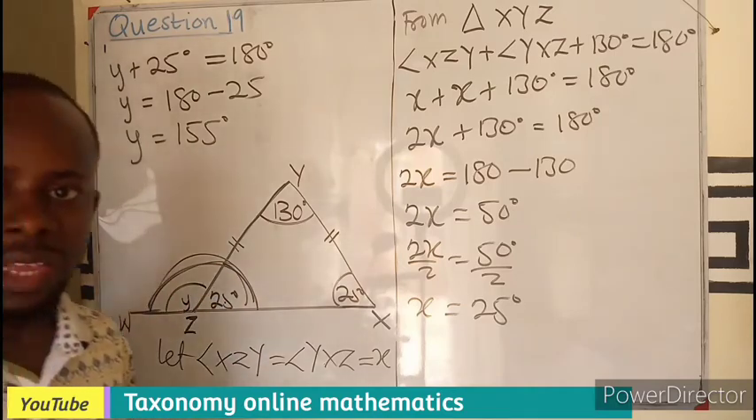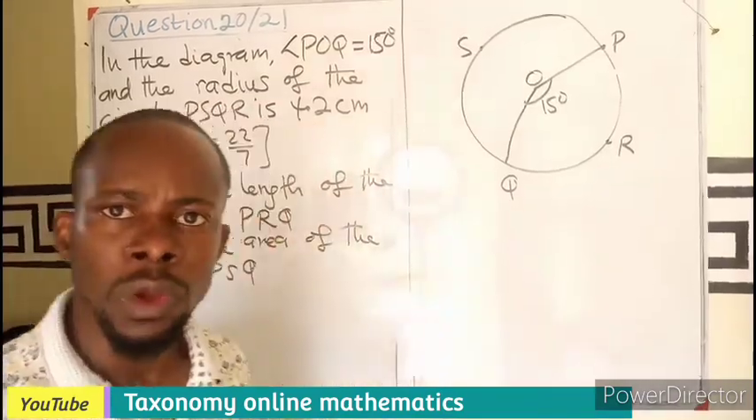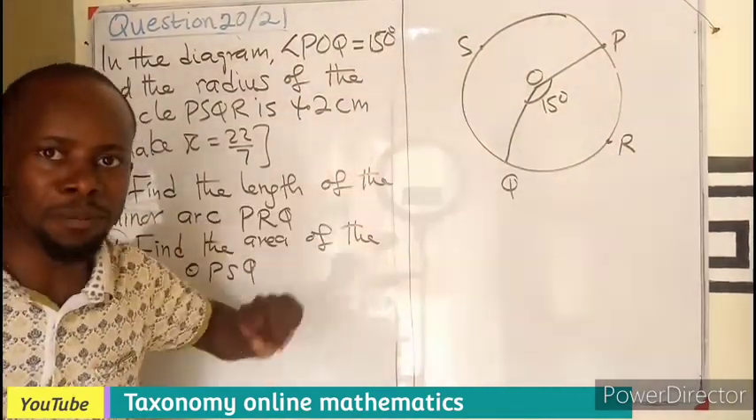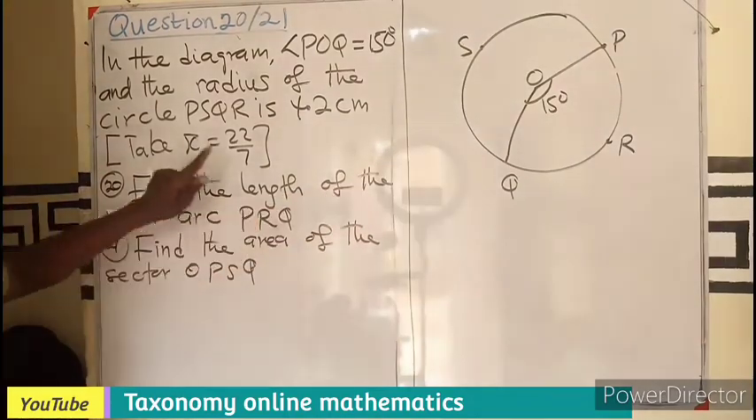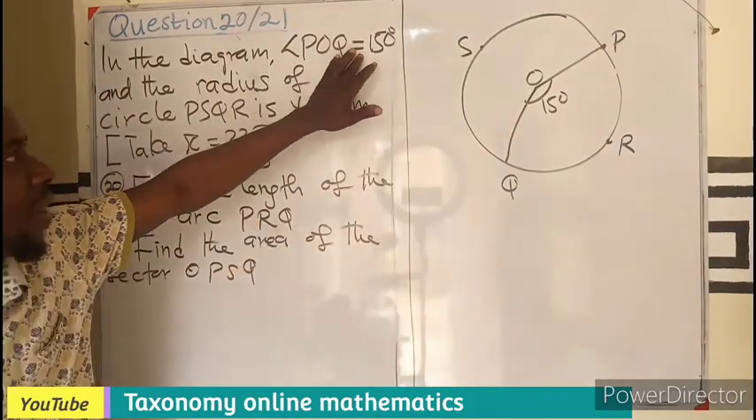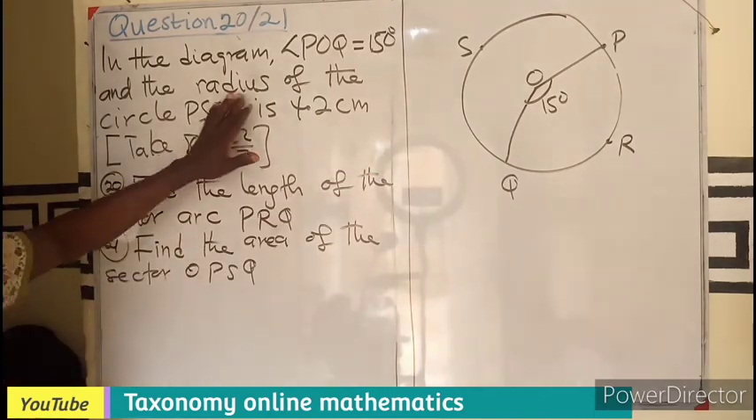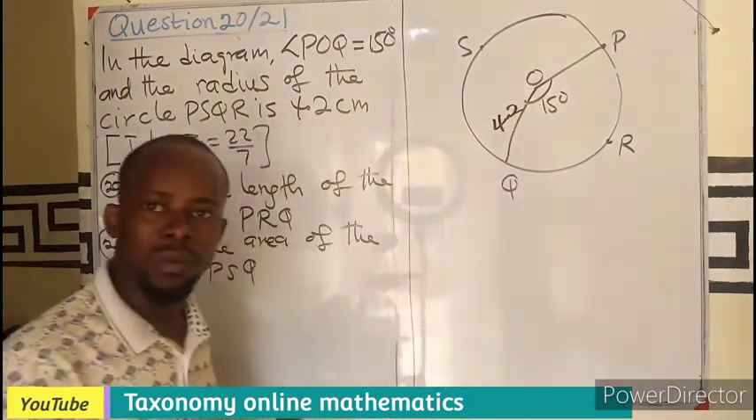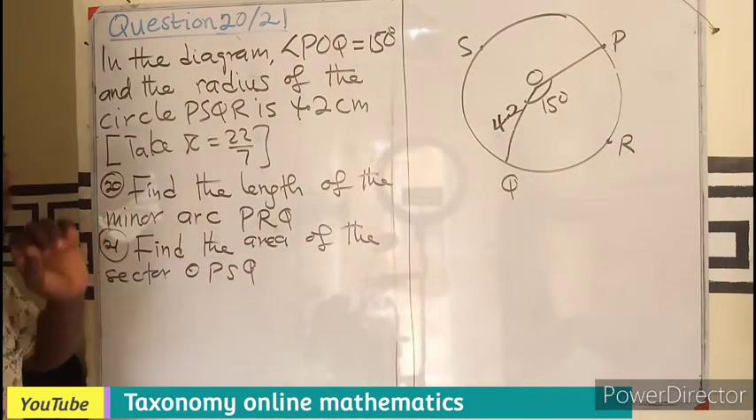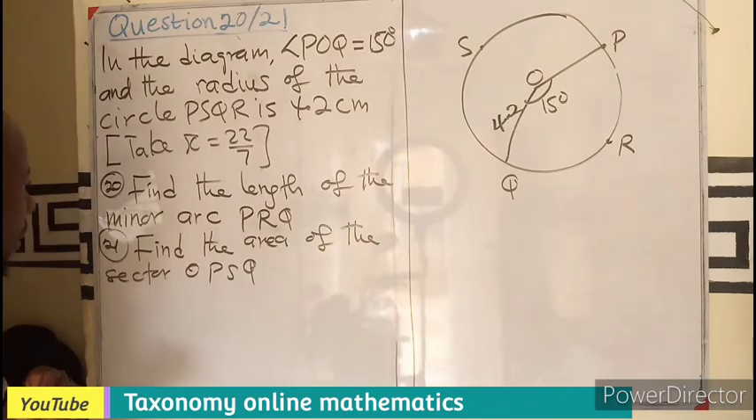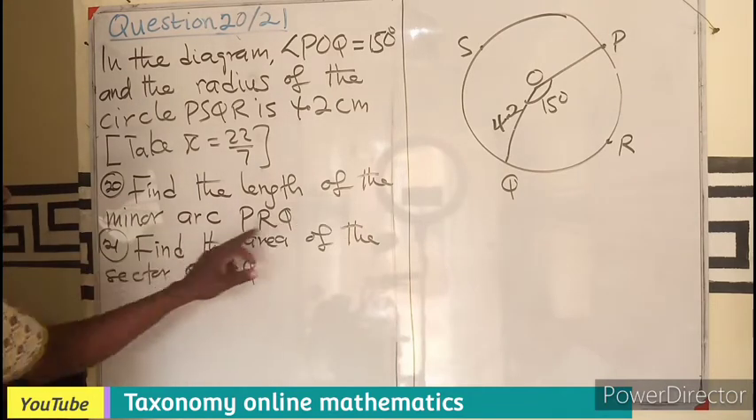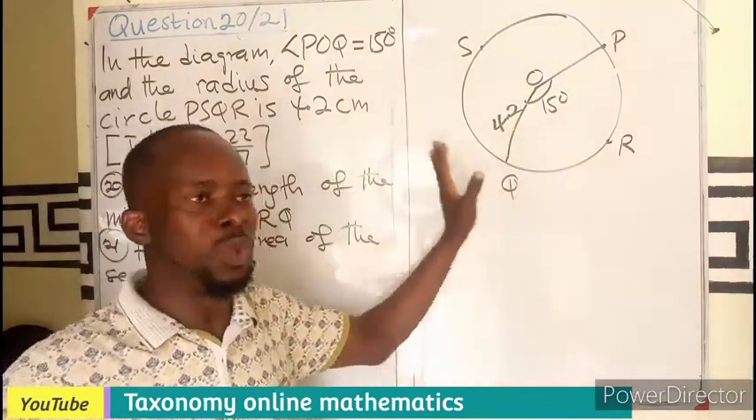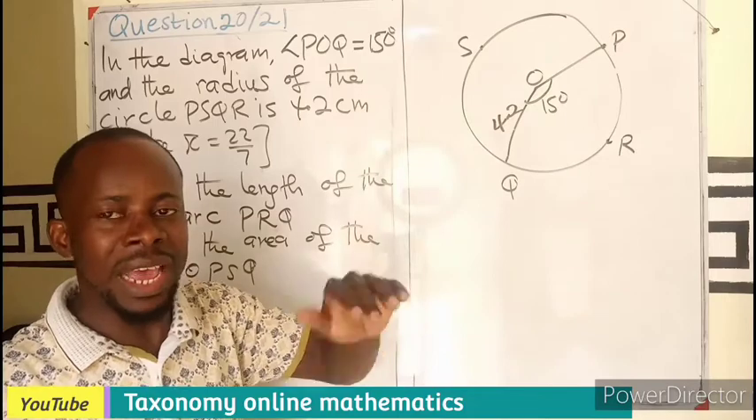Good. Let's take question 20 in addition. So question 20 and 21 are on this diagram. We have this diagram that has angle at the center to be 150, and the radius of the circle, which will be here, is given as 4.2. We are taking pi to be 22 over 7. What are we finding? Find the length of the minor arc. We know any circle that is drawn with a sector has a minor arc and a major arc.